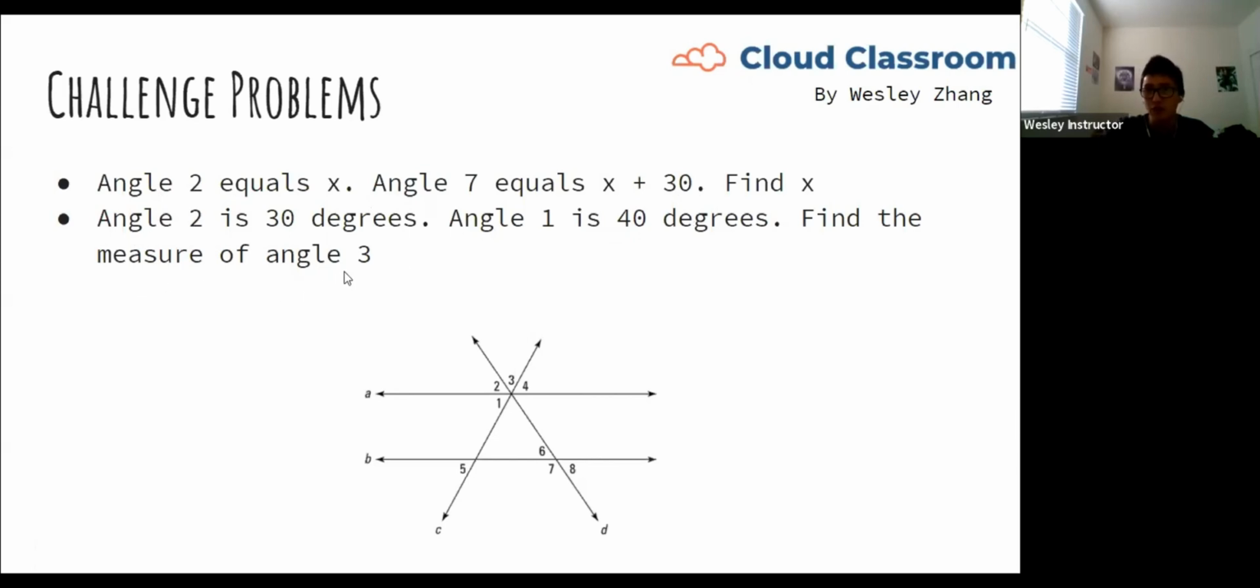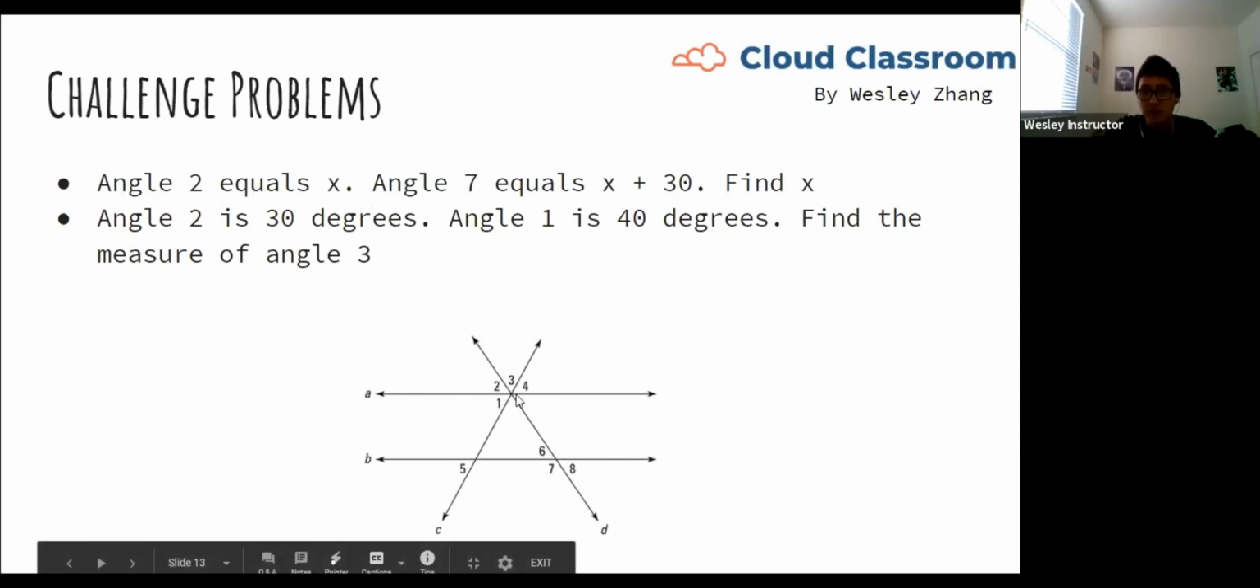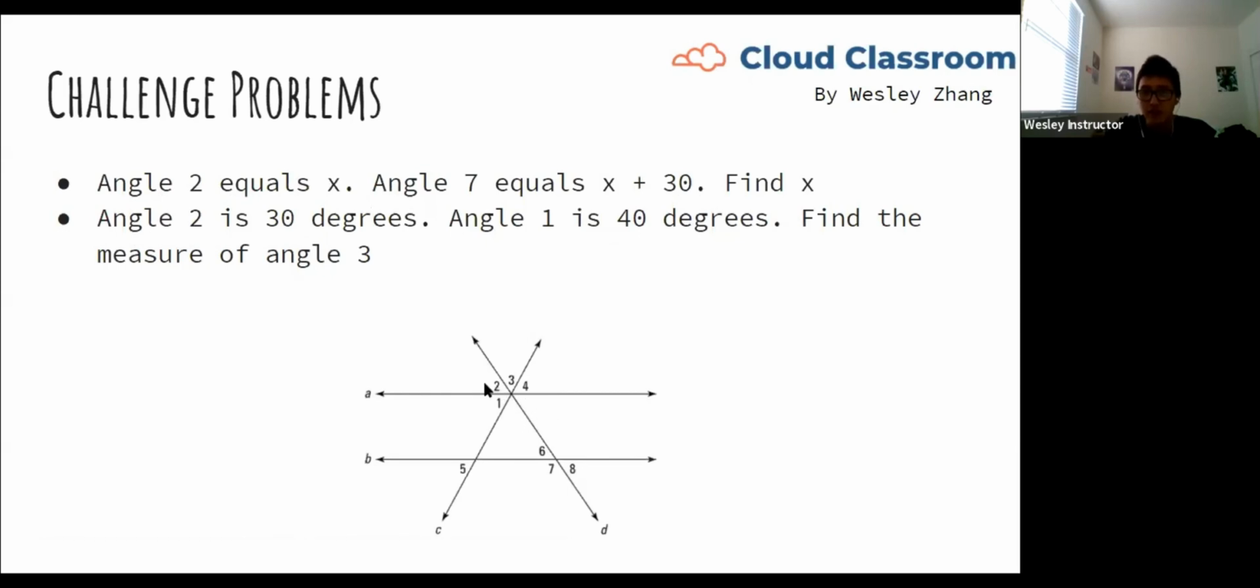Find the measure of angle 3. So we know angles 1, 2, 3, 4, and these two blank angles here add up to 360 degrees. Angle 2 is 30. That means its vertical angle here is also 30. Angle 1 and angle 4 are both 40. We add those up, we get 140.